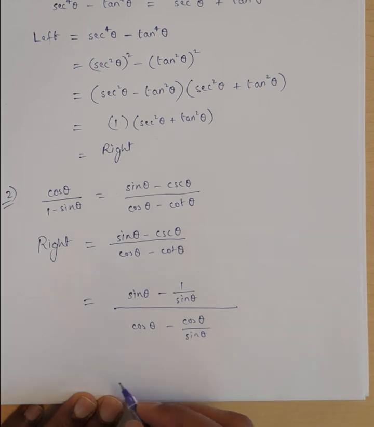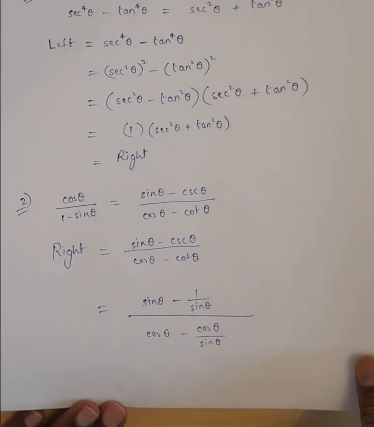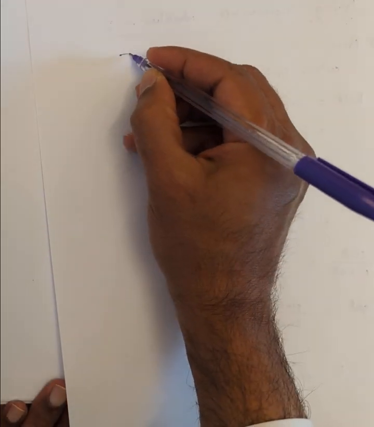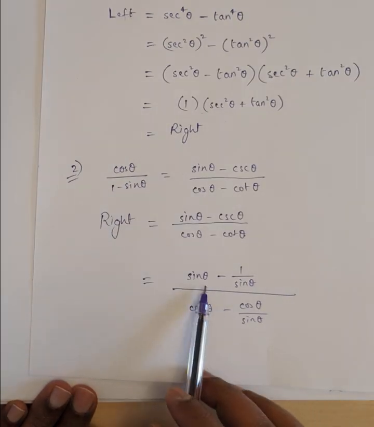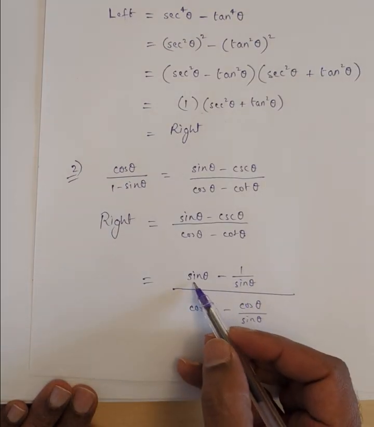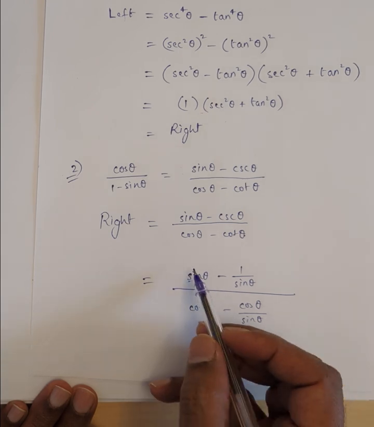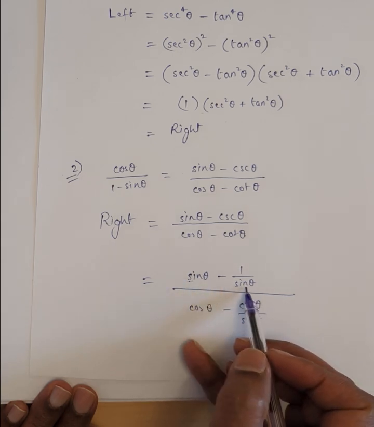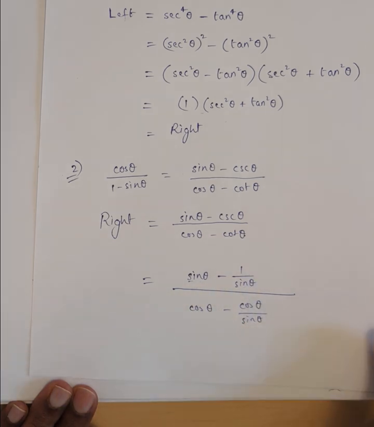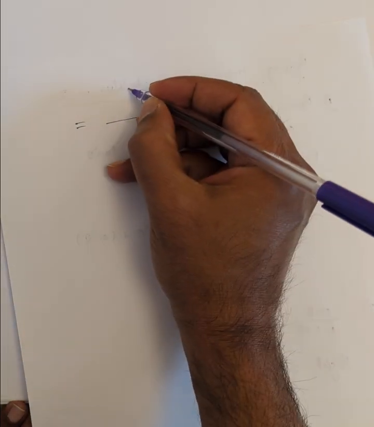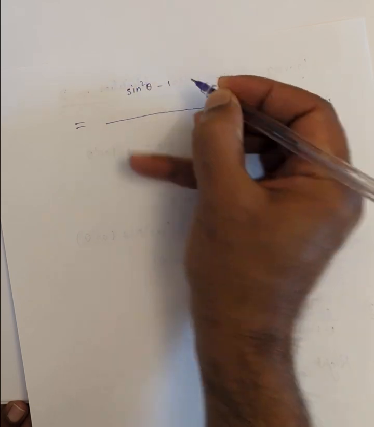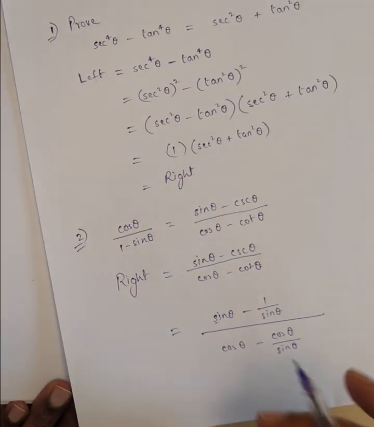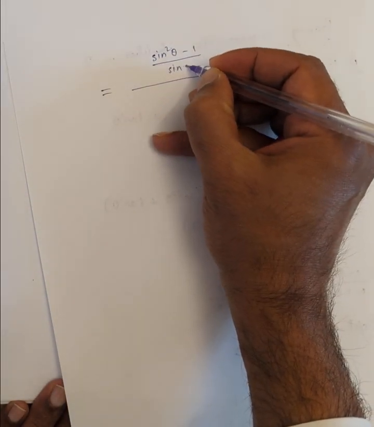Now I need to simplify this. So let's flip it over and write down. So notice what you get in the numerator. How do you subtract sine theta minus 1 over sine theta? You can think of sine theta as sine theta over 1, and then you remember the cross multiplying part. Sine theta times sine theta is sine square theta, minus 1 times 1 is just 1. So the numerator is sine square theta minus 1 over, well, if I multiply these denominators, I get 1 times sine theta. So that is just sine theta.